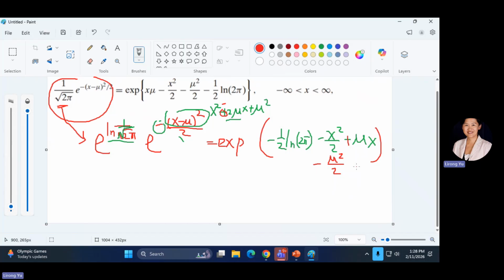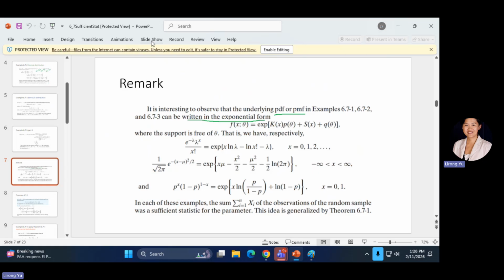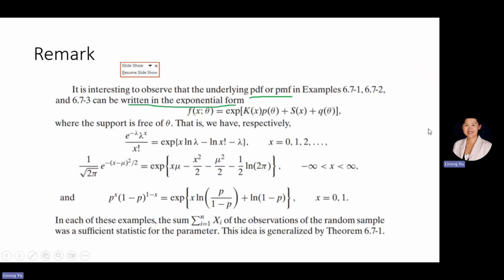Are we okay? So why are we doing this? Because after we analyze the density function, we realize that the sufficient statistics are only related to the term that involves multiplication of the parameter and the x. So, for example, the first example being the Poisson distribution, what was the sufficient statistic? It was the summation of the x.